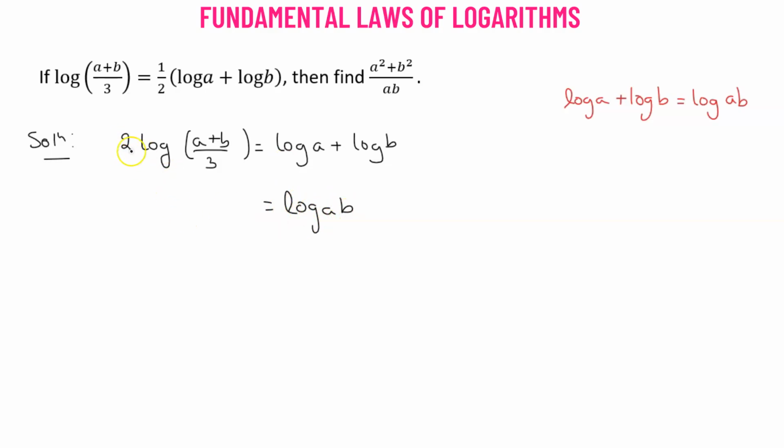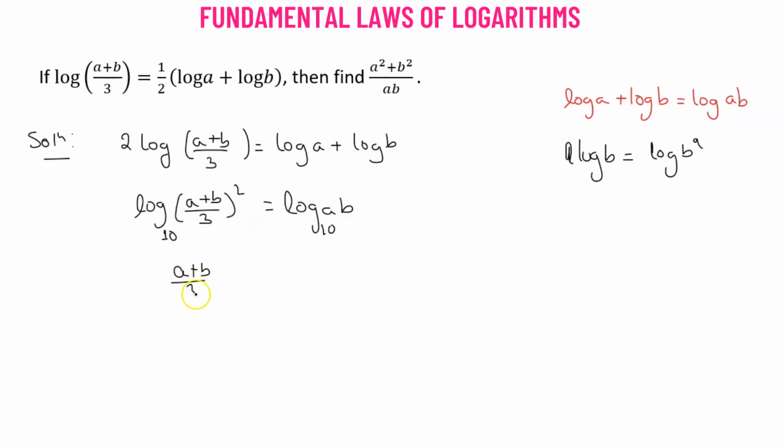And we can also use the property of logarithm to raise this 2 as the power of (a plus b) over 3. That means we get log of ((a plus b) divided by 3) whole squared. Now, when the base is not provided, it's by default 10. Since we have two logarithms on both sides that are equal with a base of 10, we can equate them to get ((a plus b) over 3) whole squared equals ab.